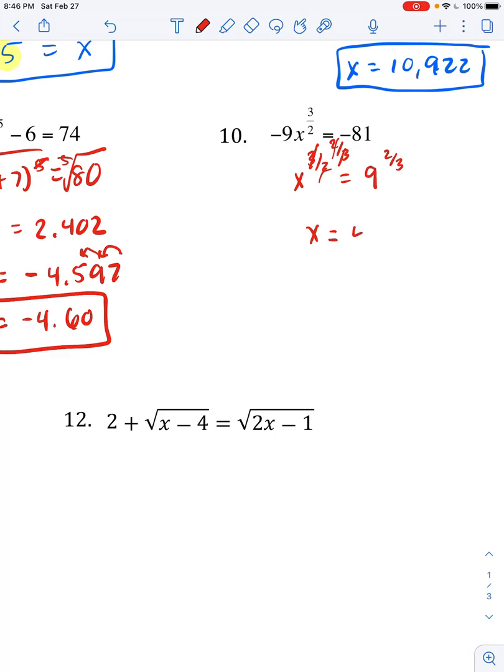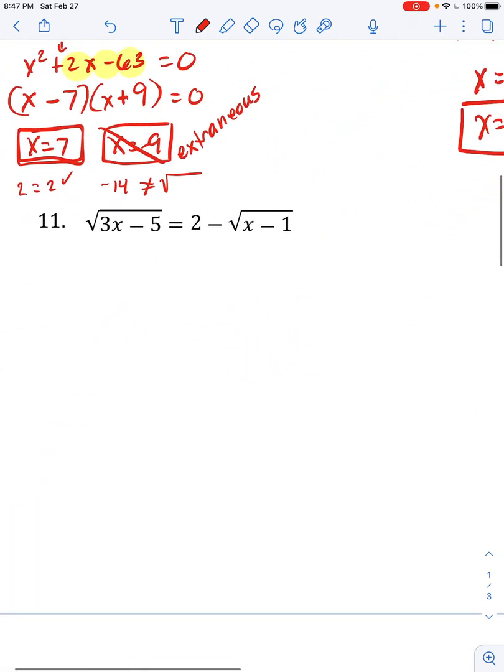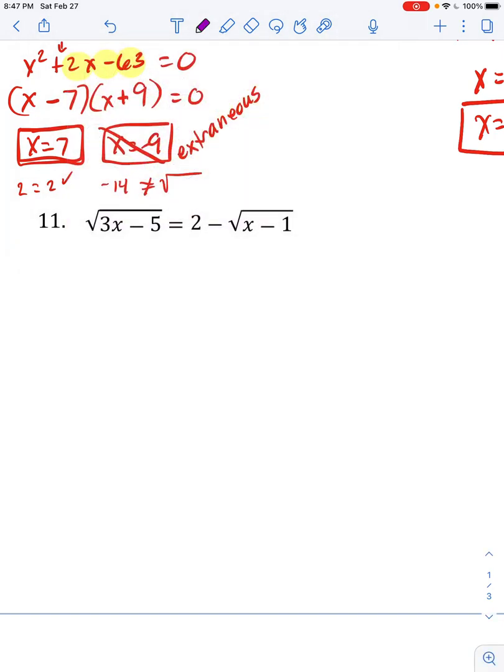And I'm getting x equals 4.33 when I round off to 2. Okay, here we have all the doozies at the bottom. So let's really engage our brains. And these are definitely going to be the ones that could have extraneous roots. This one's super duper hideous.